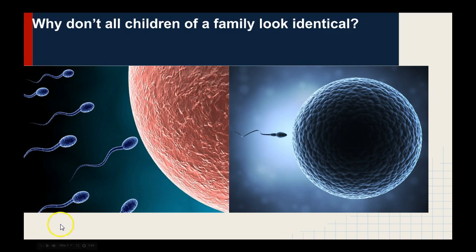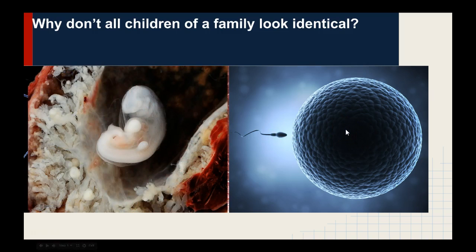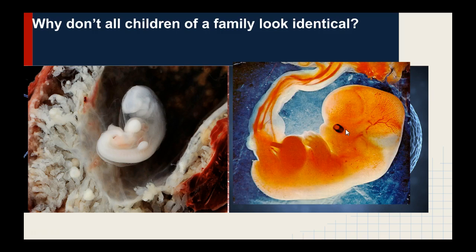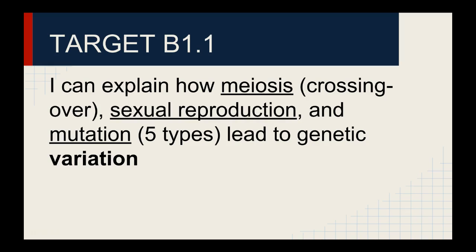So a couple pictures here, obviously sperm, egg, which leads to these little fellers, and no, I do not know how they took those photographs. Science, I guess. Our target is explaining meiosis, sexual reproduction, and mutation, and how those things lead to genetic variation. This is not mitosis, it's meiosis. That's a different process, and we'll get into that specifically in a little bit. But these three things then will help you explain why offspring are not identical to their parents.